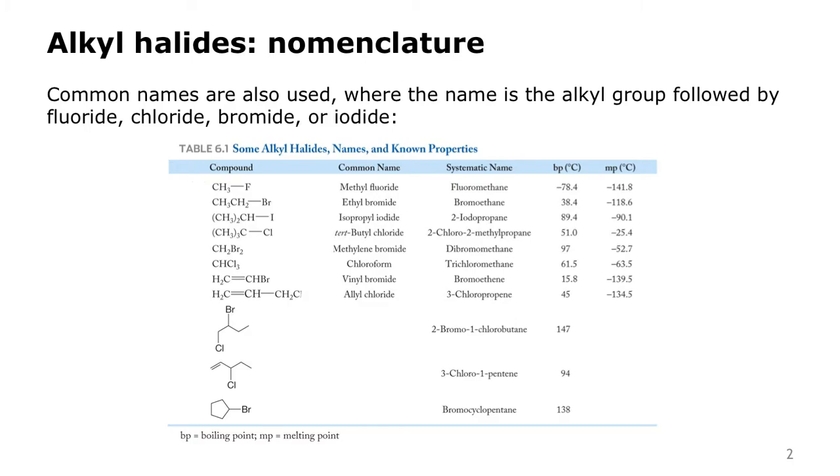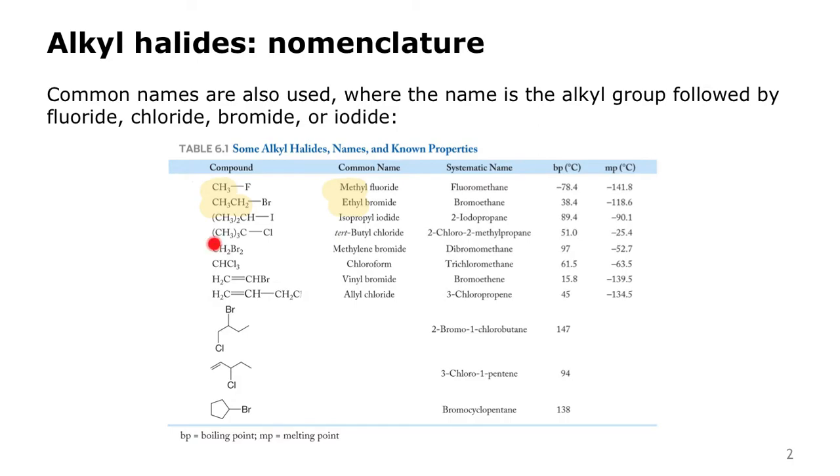A lot of the simple alkyl halides have common names that are still widely used, particularly for commercial chemicals. And we can see a few examples of those here. And the way the common names work is almost as if these were ionic compounds. So this is a methyl fluoride. This is ethyl bromide, and so on. You can see the other examples here. This is an isopropyl group, isopropyl iodide, tert-butyl group, tert-butyl chloride.